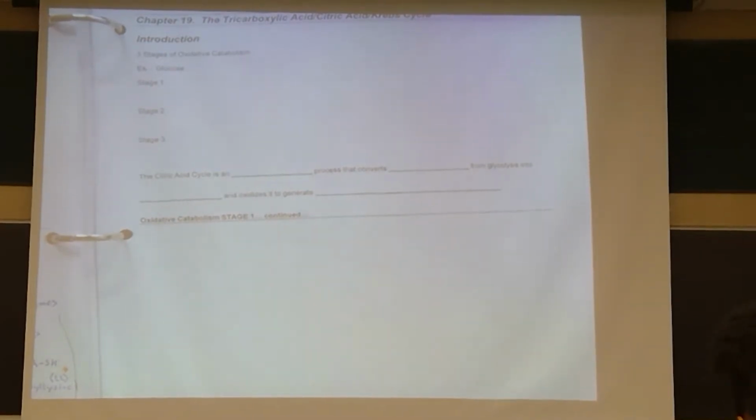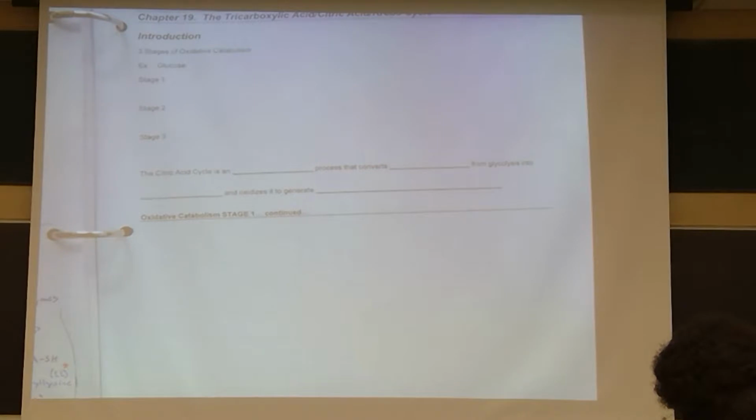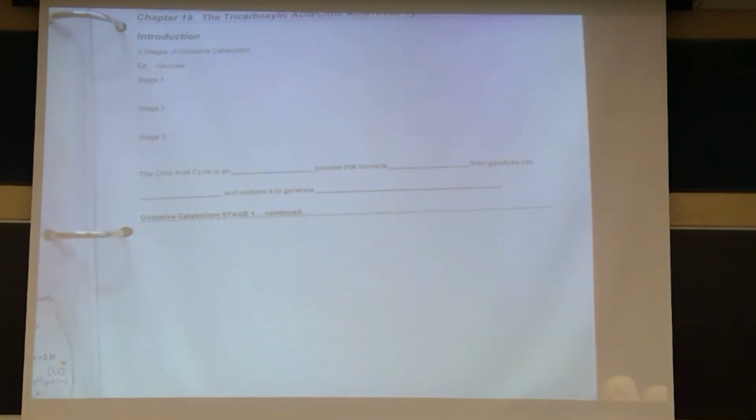Okay, TCA cycle. Before we get into the TCA cycle, let's finish getting to the TCA cycle. At the end of chapter 17, we talked for a few minutes about the 3 stages of catabolism. Specifically, we are going to talk about oxidative catabolism. Glycolysis is an anaerobic pathway, right? It does not require oxygen. From the formation of pyruvate, you'll follow anaerobic pathways to regenerate NAD, so we can keep doing glycolysis over and over again. Under aerobic conditions, we'll follow an oxidative pathway, and that's what we're going to talk about.